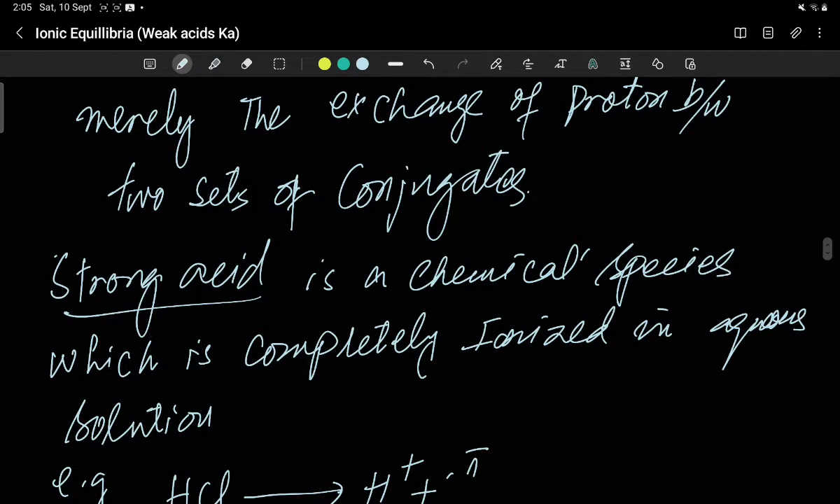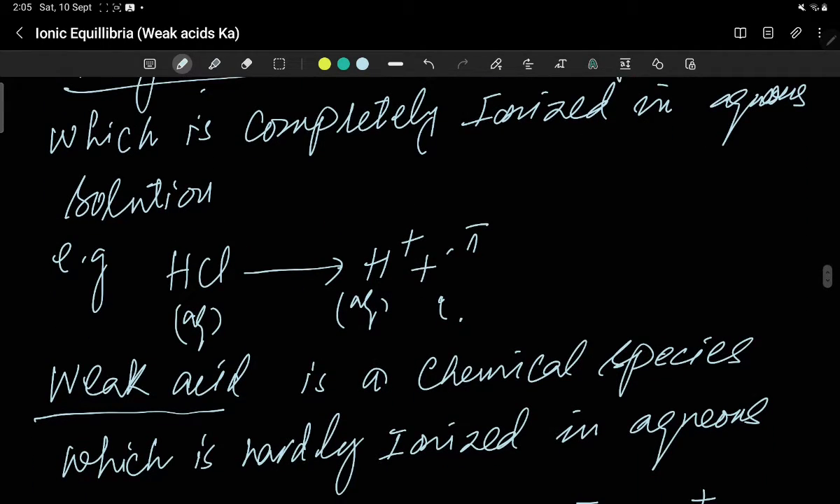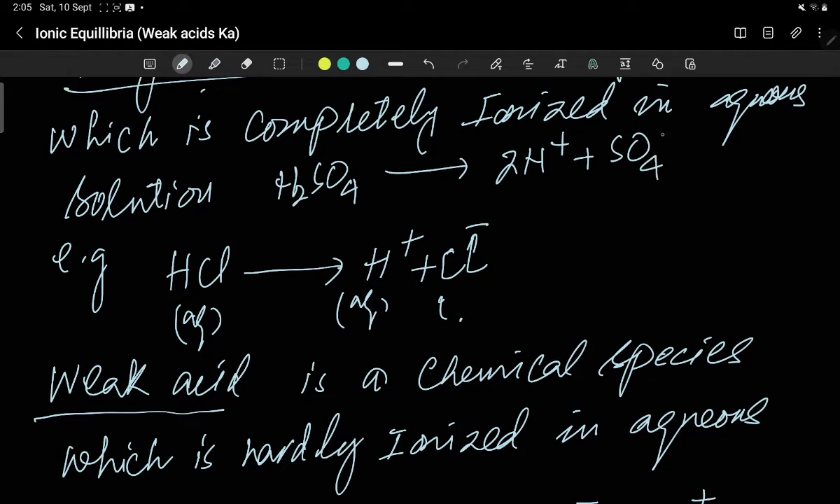We should know here about the strong acid. What is a strong acid? A strong acid is a chemical species which is completely ionized in aqueous solution. For example, HCl dissociates into hydrogen ion and chloride ion. Other examples of strong acids are H2SO4, which dissociates into two hydrogen ions and sulfate ion. So there are many strong acids which are completely ionized in aqueous solution.